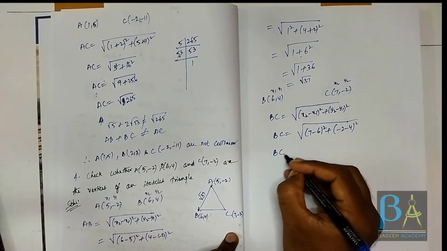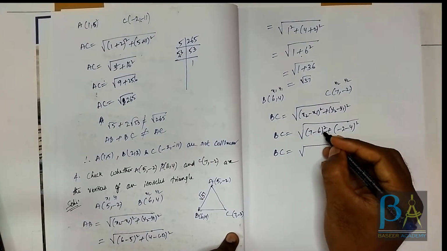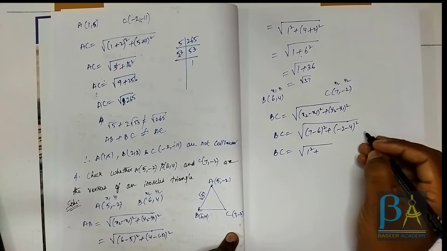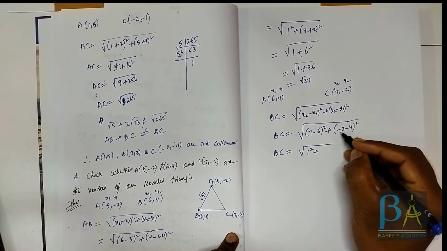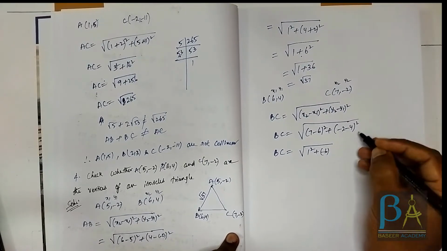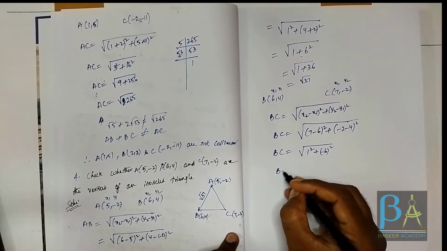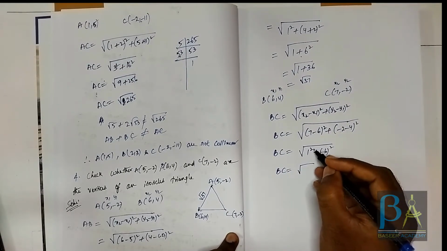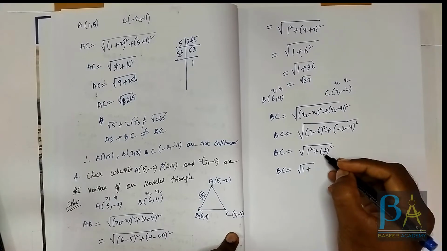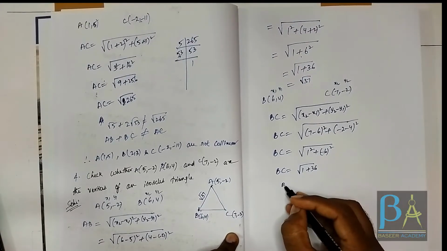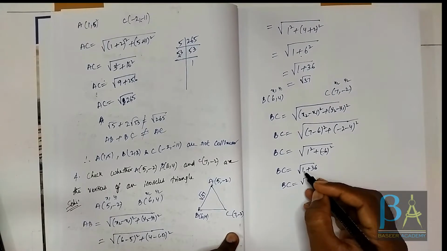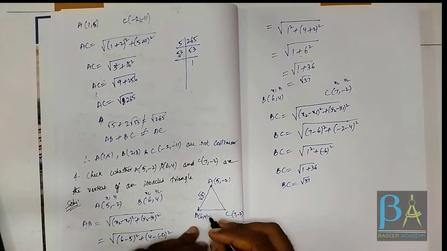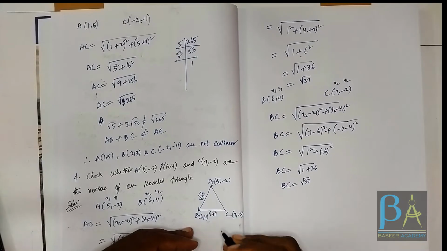Now what happens? BC is going to be square root of 7 minus 6 is 1. The square, I need to write it as it is. -2 minus 4 is -6. Let me write the square as it is. Now what happens? BC is going to be, so 1 square is 1 itself, minus, if you square it, it becomes plus. 6 square is 36. So I'm getting BC as root 36 plus 1 is 37. So BC also I'm getting as root 37.